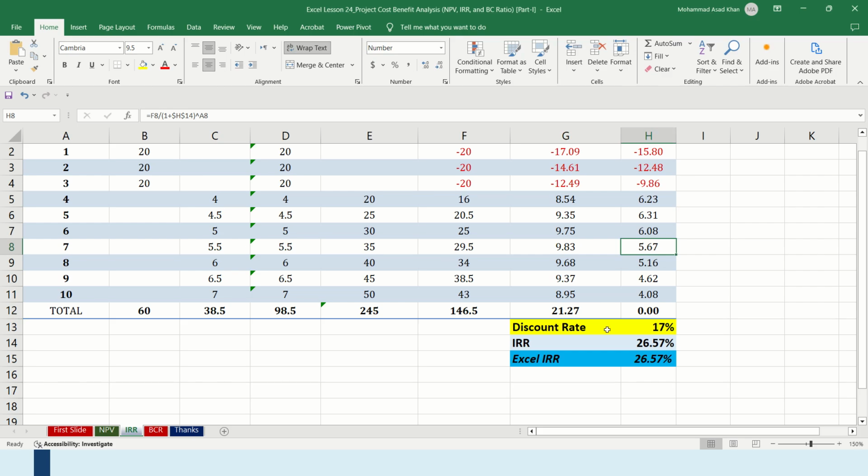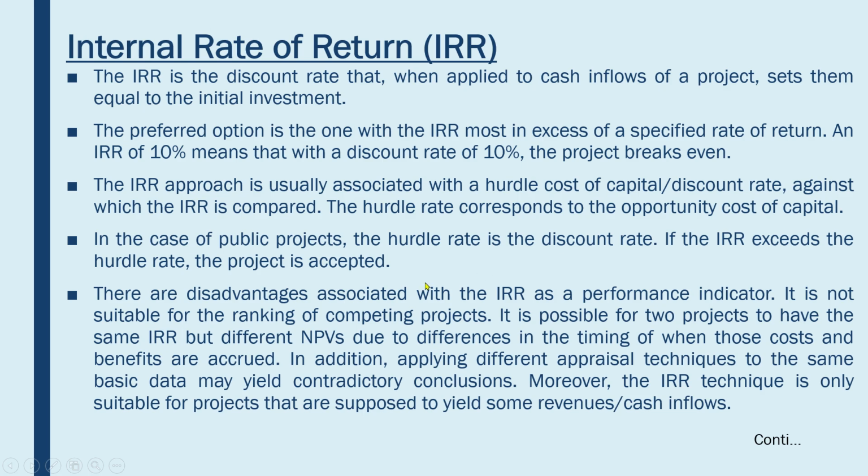You can see that, and the IRR is 26.57%. So it seems appropriate. There are disadvantages associated. Fourth point, there are disadvantages associated with IRR as a performance indicator. It is not suitable for the ranking of competing projects. Again, if there are 2 or 3 projects, it would not be appropriate for the competition alone.